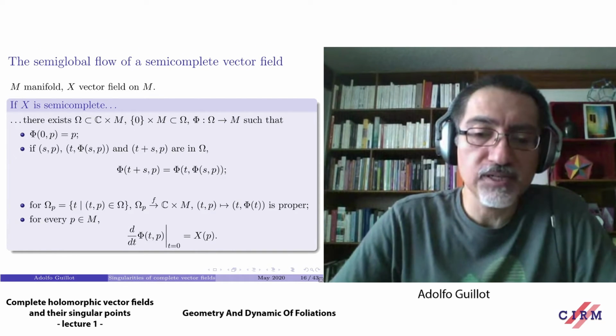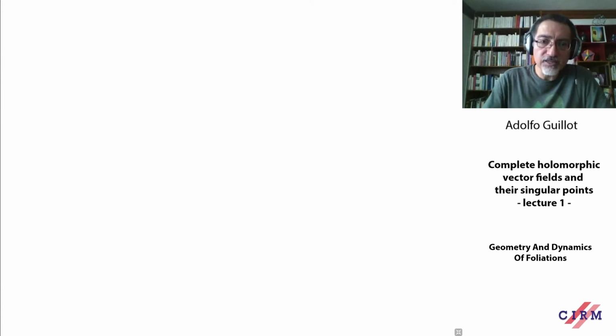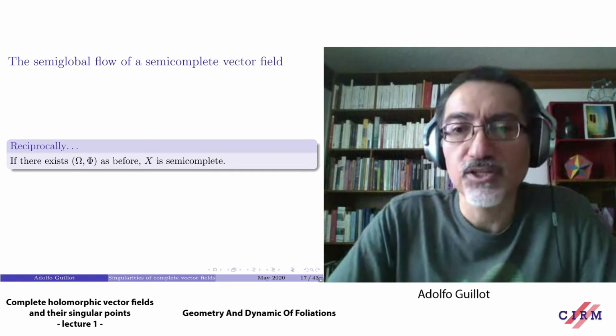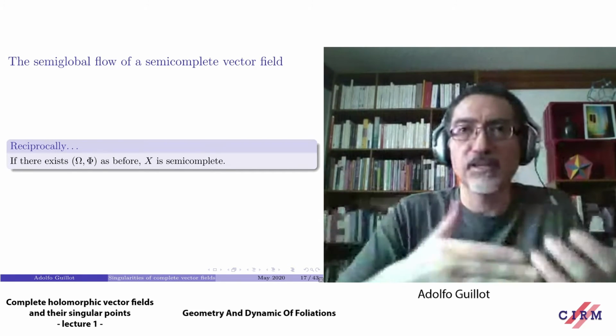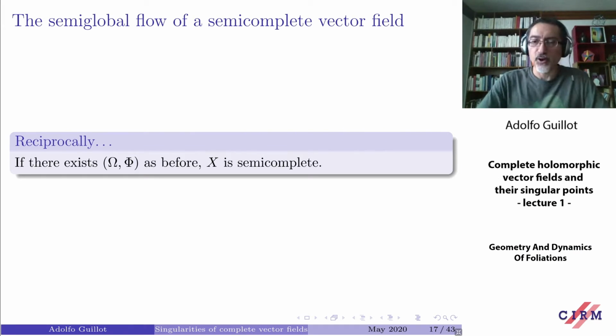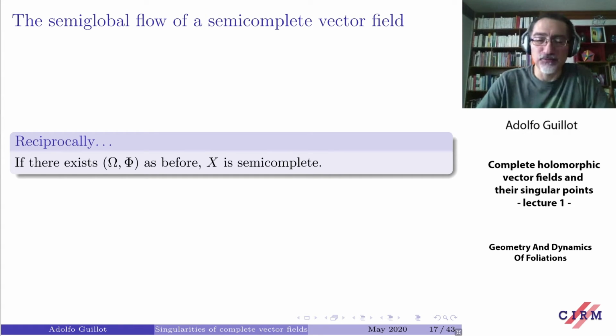And so this is another property. If you have a semi-complete vector field in the way we said before, we are able to build this semi-global flow just by gluing together all the solutions. And in fact, you can take this as a definition. If you have a partial action like this one that induces a vector field, then you can show that this vector field is semi-complete, and this is actually a definition. So we now have the definition of what a semi-complete vector field is.